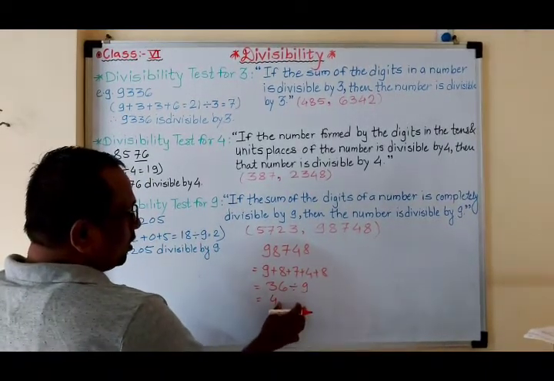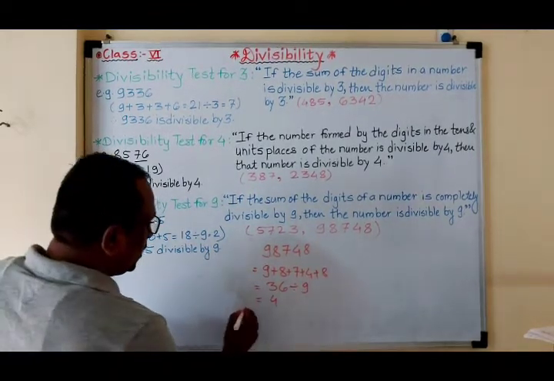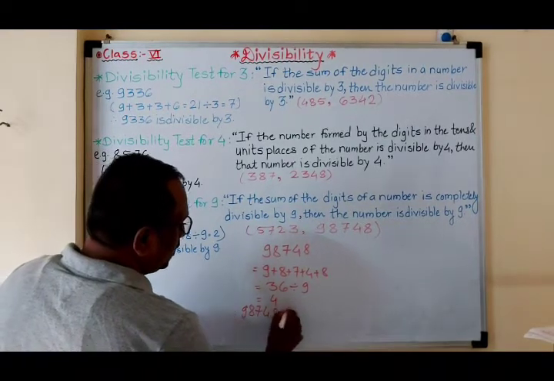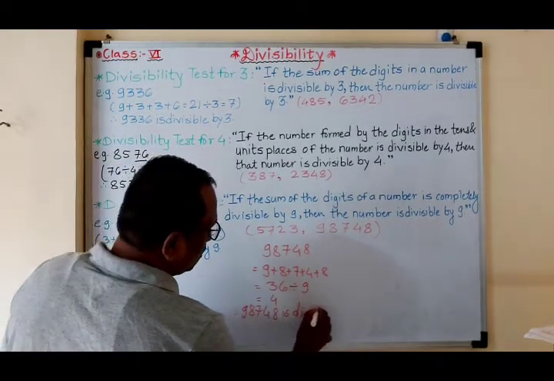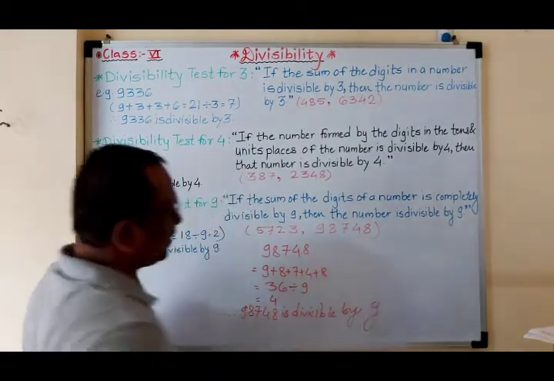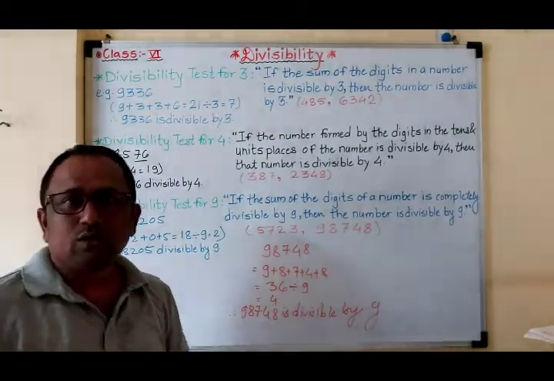We got the quotient 4. Therefore we have to write: therefore 98,748 is divisible by 9. Okay. Now I hope you understood this, students.